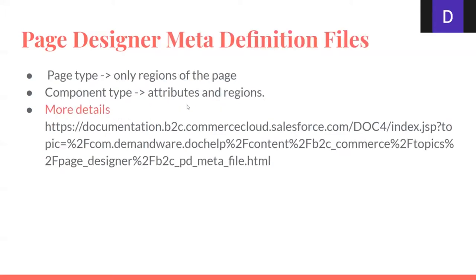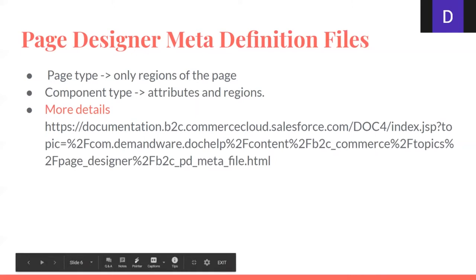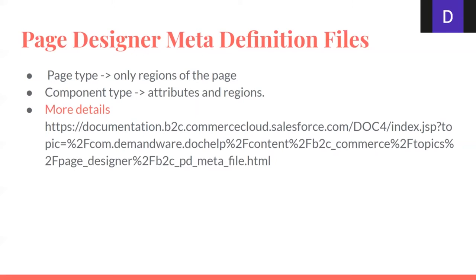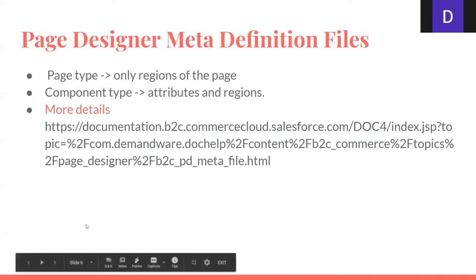Let's start with the Page Designer meta definition files. Before that, we have two important areas in the JSON file, which are attributes and regions. Attributes are the properties for the component itself, like enter text in a text component, which could be markup, string, or text. Image in an image component, which could be image or file type. URL picker, product picker, etc. Other types could be found in the documentation. I have provided the link and I will share it at the end of the session.